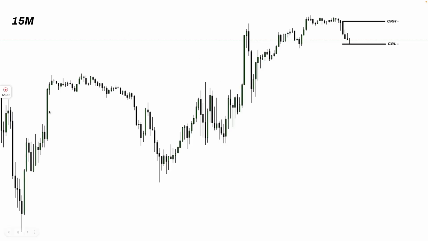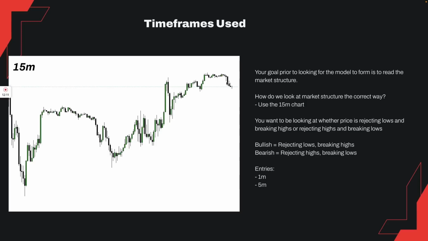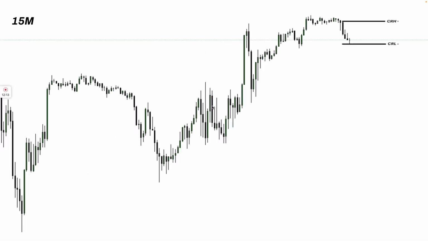Heading back onto that 15-minute chart that we saw prior, right here, we can see the CRH and CRL. As I have mentioned, this is bullish order flow. We are rejecting lows and breaking highs. We are likely to reject this low and break this high. We are bullish.